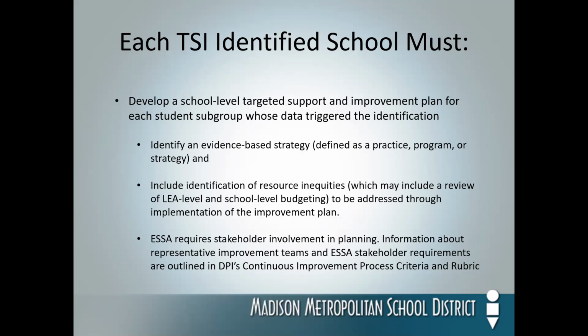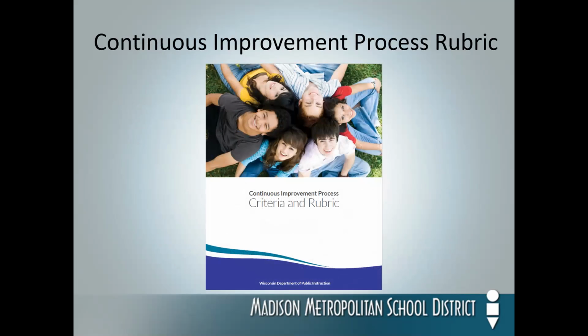There is a rubric available for you to look at and to determine how you know that you're actually doing this in a way that is making a difference. That rubric is called the Continuous Improvement Process Criterion Rubric. It's available on our website or from DPI. Please keep in mind that TSI is an annual identification and that TSI requires that the SIP be submitted to the LEA, in other words, to central office. It is not required to submit this school improvement plan to DPI.